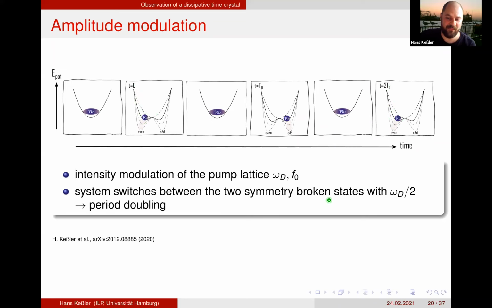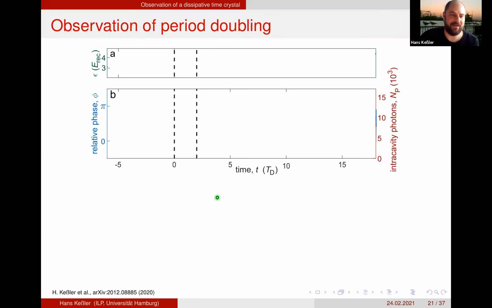So what we observe is a period doubling and a switching between the 2 symmetry-broken states with half of the driving frequency. Let me now show you how we can see this in our experimental data. Here's the same plot as I showed you before. The upper panel is the depth of our pump lattice. The second panel is the heterodyne data. Blue is the phase difference between the pump and the cavity field, and red is the intracavity photon number.